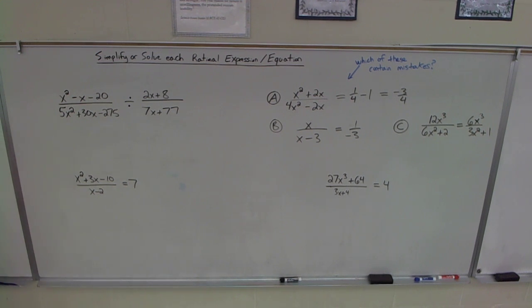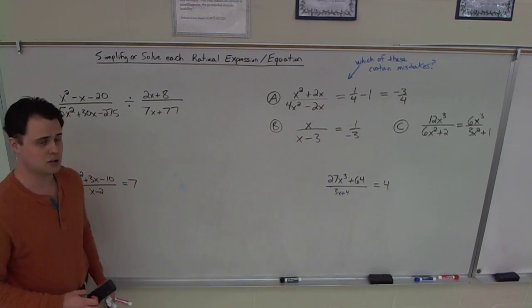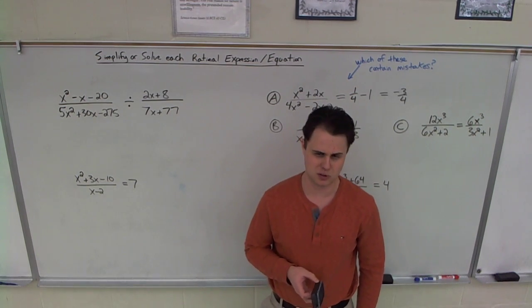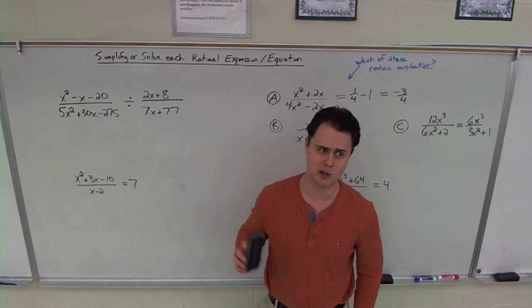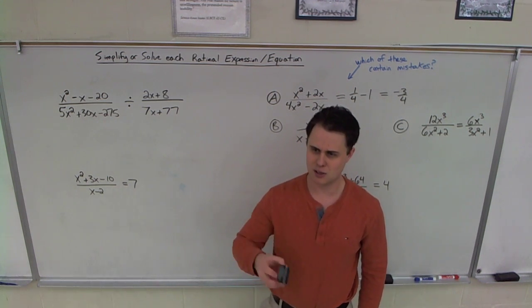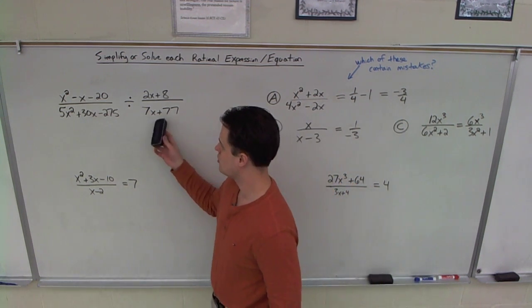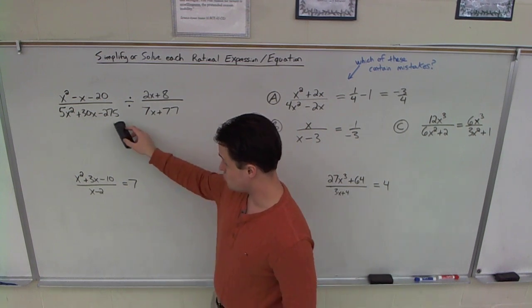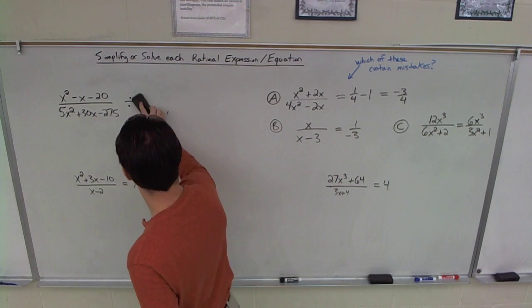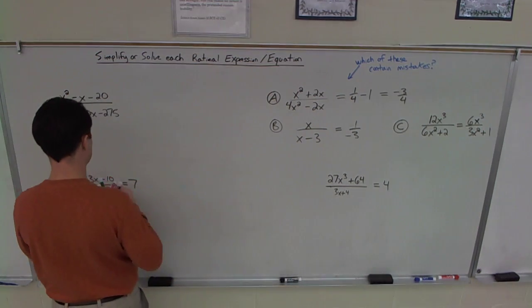You could, of course, start by factoring all the tops and bottoms first. That's a great idea. I'm just going to do something else first, though, because I don't have a lot of space. Now remember, sometimes this might look like it'd be underneath here. It means the same thing. Either way, you got to multiply by the reciprocal.